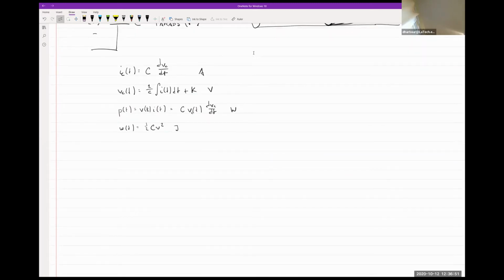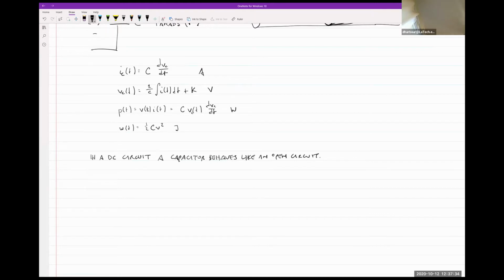Because of this original relationship, I = C dV/dt, then we can say, like what Dr. Hartman pointed out in the video, in a DC circuit, when the voltage is not changing, then there is no current. So in a DC circuit, a capacitor behaves like an open circuit. An inductor behaved like a short circuit because there was no voltage. A capacitor behaves like an open circuit because there's no current when everything is a constant.